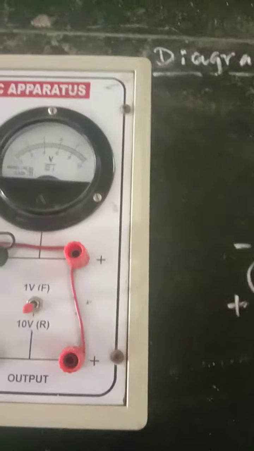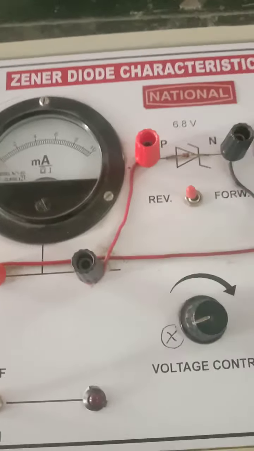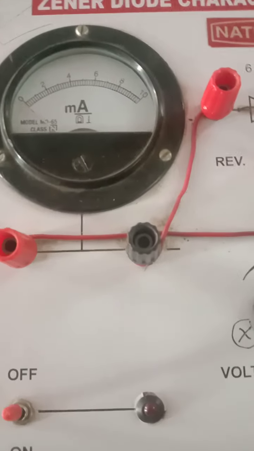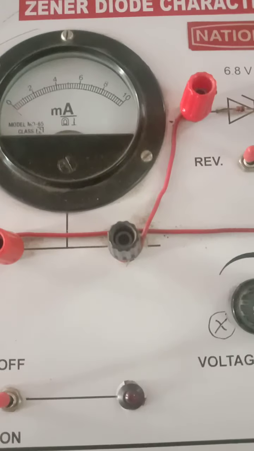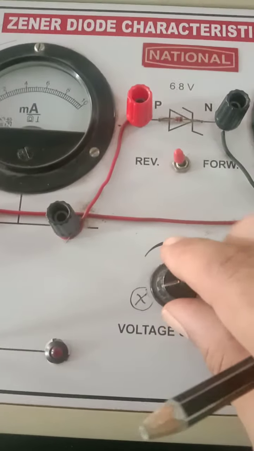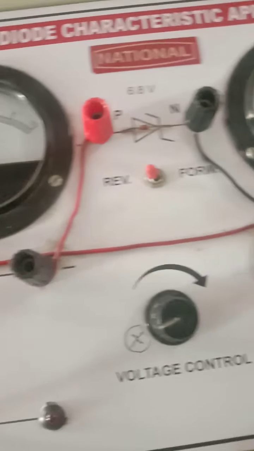And now if you consider the procedure to find out the readings, then now we will consider here one reading we will consider here. So by rotating this knob we can take the readings.